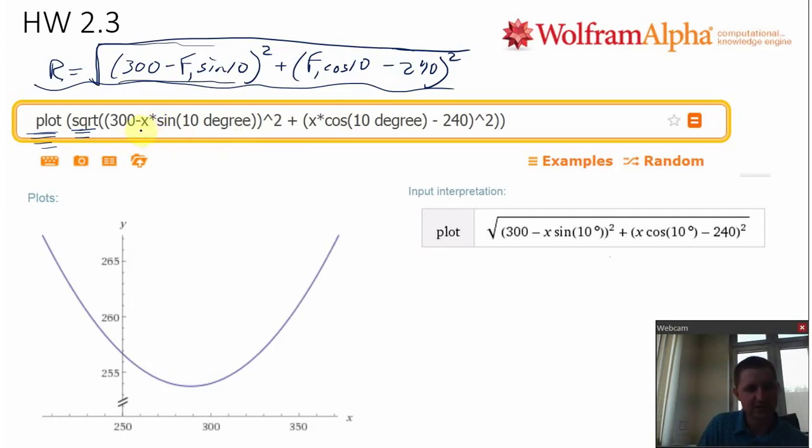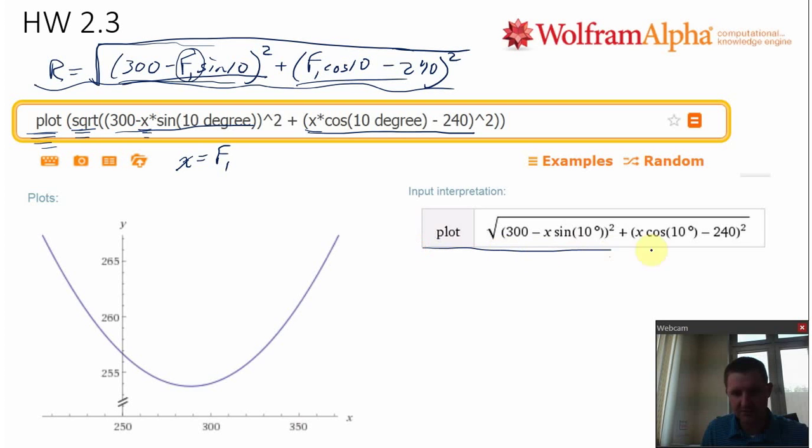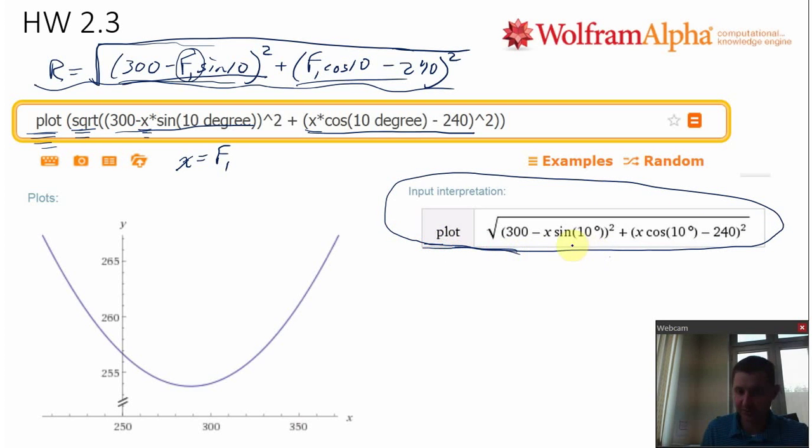Now one thing I did was I used x instead of F1. And I do that because Wolfram Alpha sometimes does not like it when you use complex variable names such as F1. So I use the standard variable name as x. So in my case, x is F1 here. Okay, but other than that, you can just type out what you have here. All right, and tell it to plot it. And here was Wolfram Alpha's interpretation of what I told it. We can see that it interpreted it correctly.